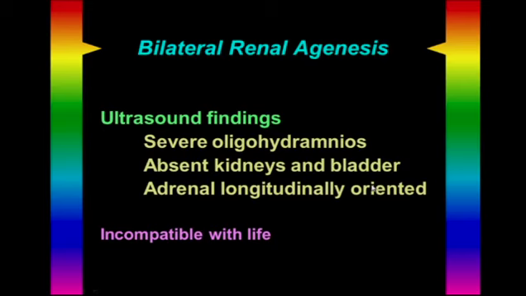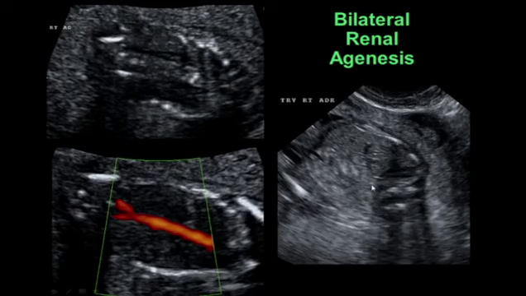We will not be able to find the kidneys and bladder, but we might see the adrenal glands located longitudinally with respect to the spine. Fetuses with bilateral renal agenesis cannot survive after birth because of their pulmonary hypoplasia. They do not have lungs that can support respiration.